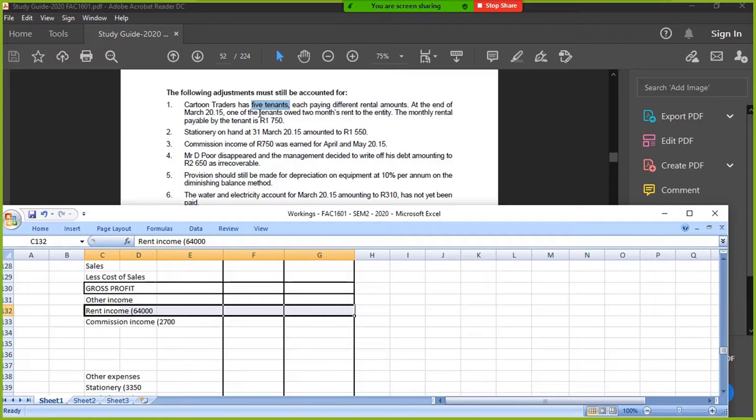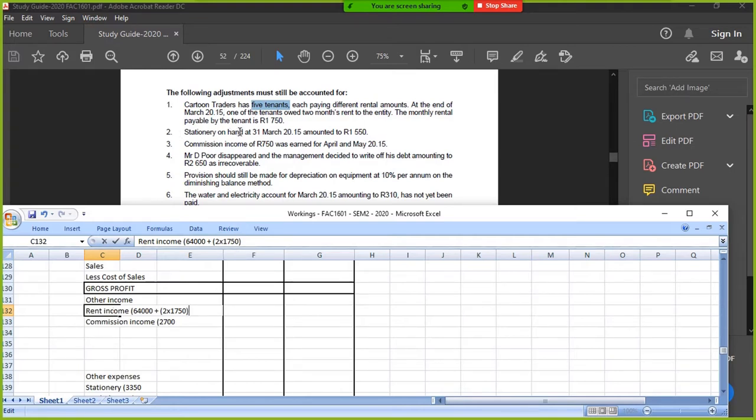They had 5 tenants, each paying different rental amounts. At the end of March, one tenant owed 2 months' rent to the entity. So it'll be 2 times this 1,750. Notice you've got the right working. See how important that working is. You said credit rental income. If I'm crediting rental income, what happens when I credit an income? I increase it. So you would show a plus here of 2 times 1,750, close brackets. Good effort there.